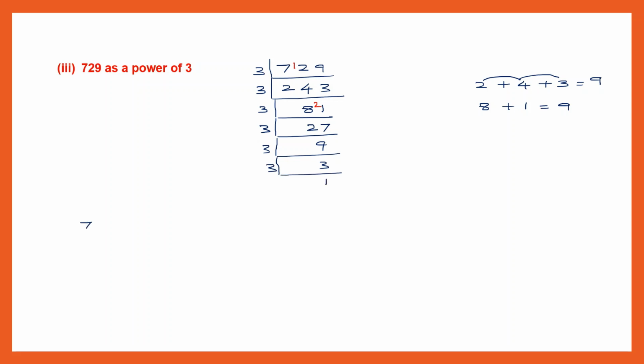So 729. Now if we count the 3's here, we have 1, 2, 3, 4, 5 and 6. Let's write that. 1, 2, 3, 4, 5 and 6. So if we have to write it as a power of 3, then we write 3 raised to the power of 6. So 729 is equal to 3 raised to the power of 6.